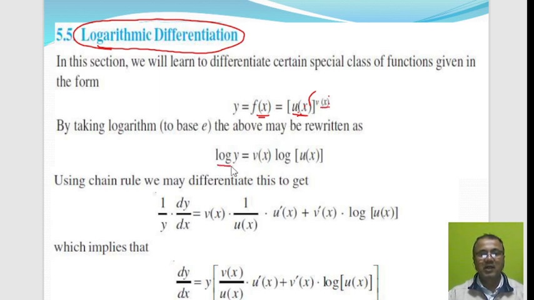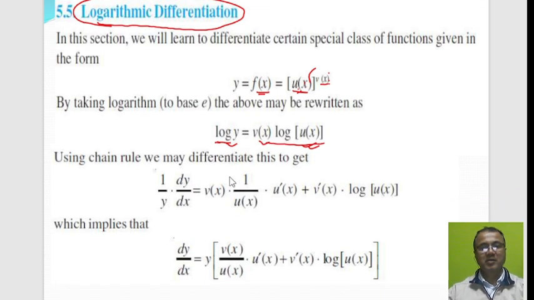तो हम लोग को लॉग लेना है। लॉगरिथम लेने के बाद ये जो वेरिएबल का पावर वेरिएबल था, that will be removed. Okay, now it is in the form of log of y = v(x) into log of u(x) only you are getting. So now you differentiate both sides with respect to x, you can find the derivative. हम लोग इसका डेरिवेटिव निकाल सकते हैं.